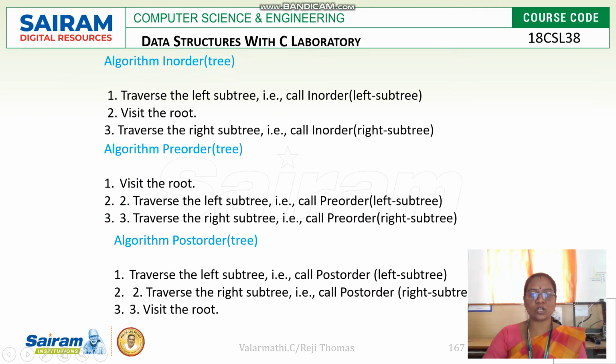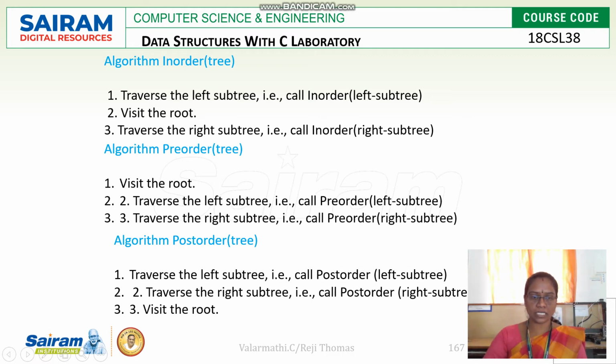Then when you see the algorithms, these are the three important steps for each traversal. In in-order, the steps are: traverse the left subtree is the first step, then visit the root, then traverse the right subtree is the third step. Likewise, it is done with respect to the steps.